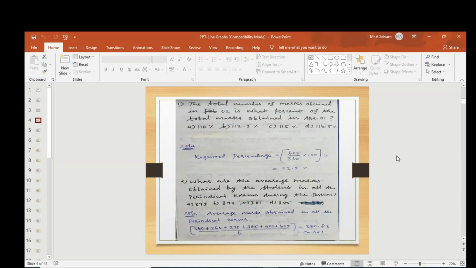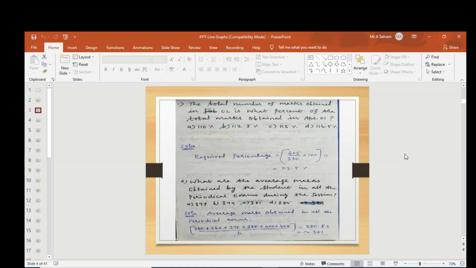Based on the question, they have given some options. What they are asking in the question: the total number of marks obtained in February 2002 is what percentage of the total marks obtained in April 2001? Option A 110%, option B 112.5%, option C 115%, option D 116.5%. Now we have to find out the percentage. The required percentage formula we know, right? Fine. So they are asking February 2002, and then April 2001.